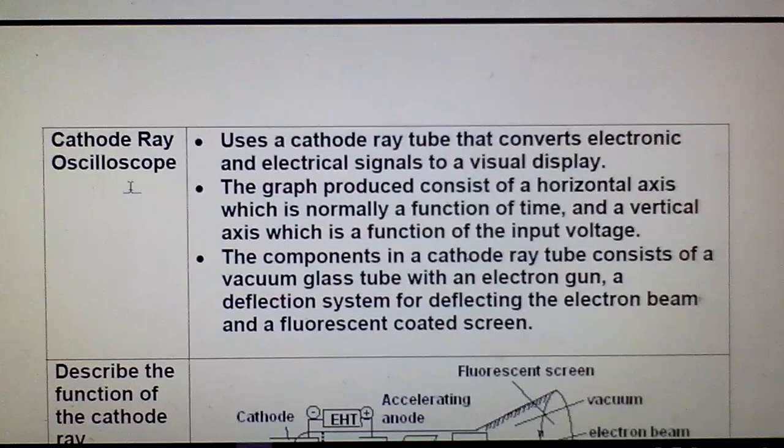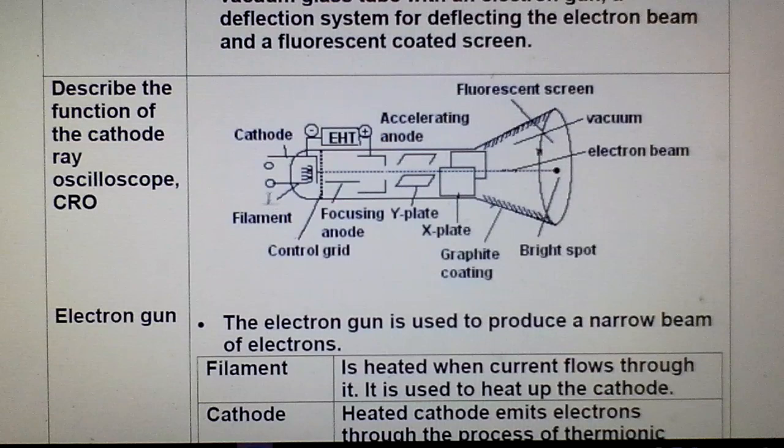So the CRO consists of three main parts. The electron gun, that is the filament, cathode and focusing anode. So this one we call the electron gun. And then we also have the deflection system, consisting of the Y plate and X plate. Okay, and then we have the screen coated with zinc sulfide.